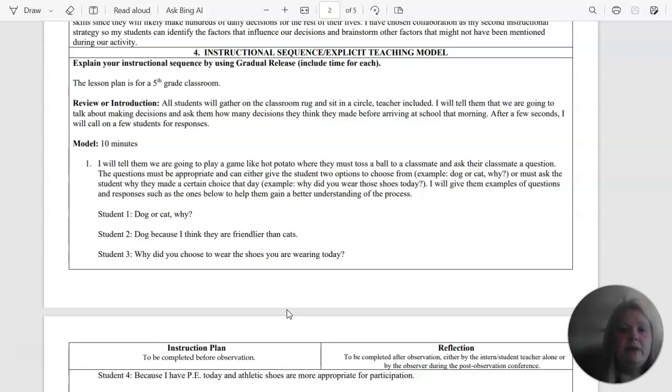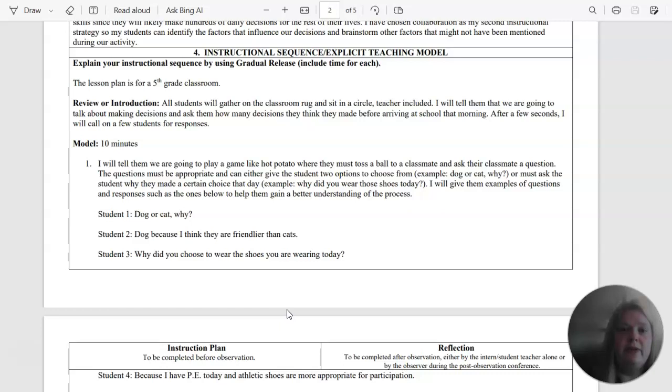So I want them to play a game sort of like hot potato where they must have a ball that they toss to a classmate and ask their classmate a question. Questions, of course, must be appropriate for the classroom, and you can either give the student 2 options to choose from, for example, dog or cat, or must ask the student why they made a certain choice for that day. An example of that might be, why did you wear those shoes?